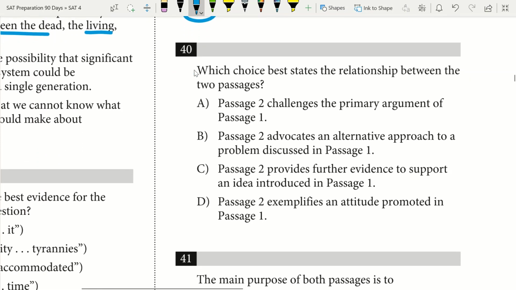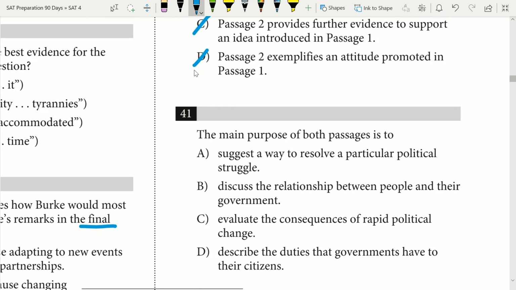All right, question 40. Which choice best states the relationship between the two passages? Well, we know passage 2 is challenging that primary argument of passage 1. Passage 2 is saying that there is no link between those three groups, the present, the dead, and the unborn. So passage 2 is definitely challenging that. So the answer for 40 would be A.